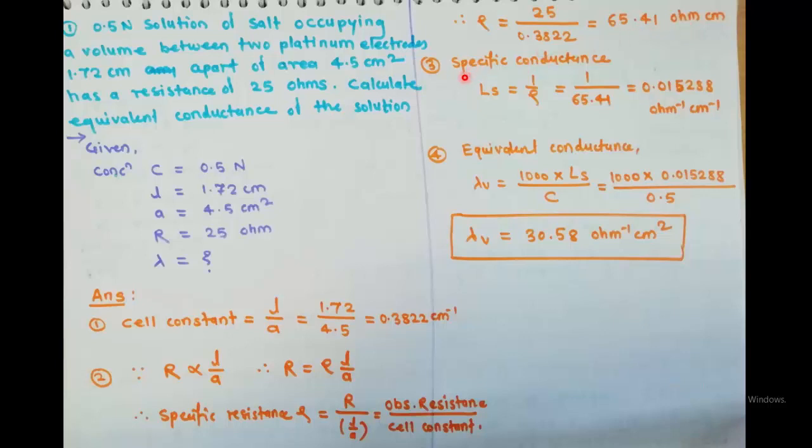Now the specific conductance is the reciprocal of specific resistance. So 1 upon rho, put the value of 1 upon rho, then we get the value of specific conductance as 0.01528 per ohm per centimeter. Lastly, the equivalent conductance formula is 1000 into Ls upon C. Ls we have calculated, C is given, just put this value and simplify on the calculator, then we get the answer 30.58 per ohm per centimeter.